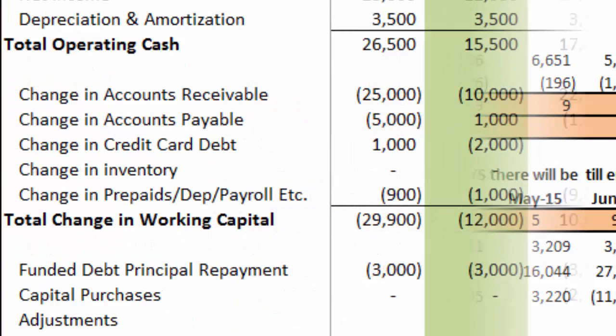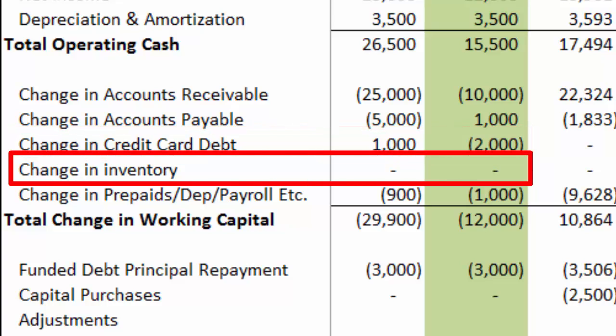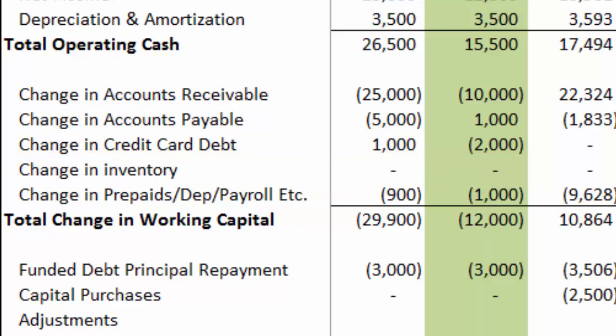The actual column will reflect when you pay down your credit cards with a negative number, and if your credit card balances are increasing, this will be a positive number, since your debt increases and you are keeping your cash. The inventory, which this company does not have, was similar to your accounts receivable, in that when your inventory is increasing, it is consuming cash as you buy it, which produces a negative balance. And when your inventory is decreasing, it is freeing up cash as you sell it, which produces a positive balance.